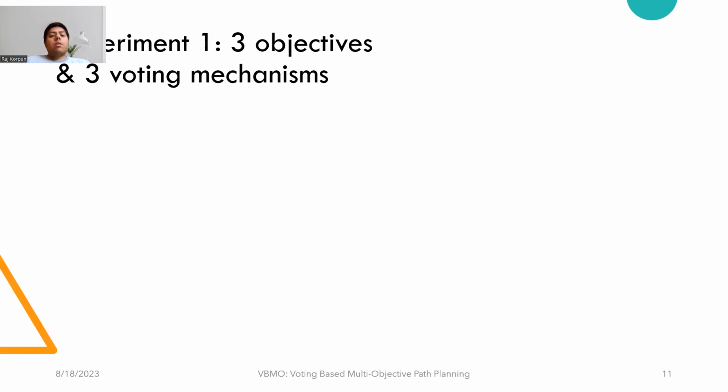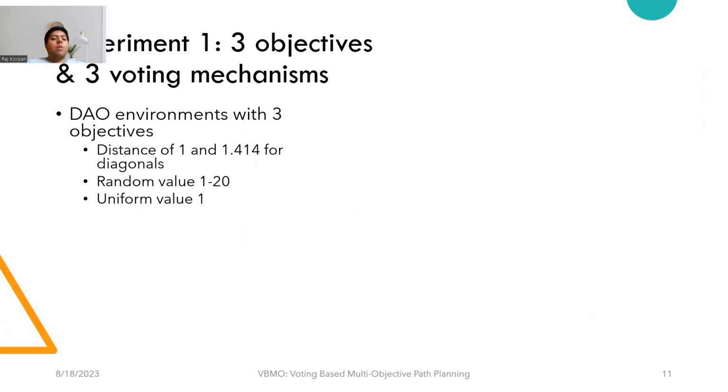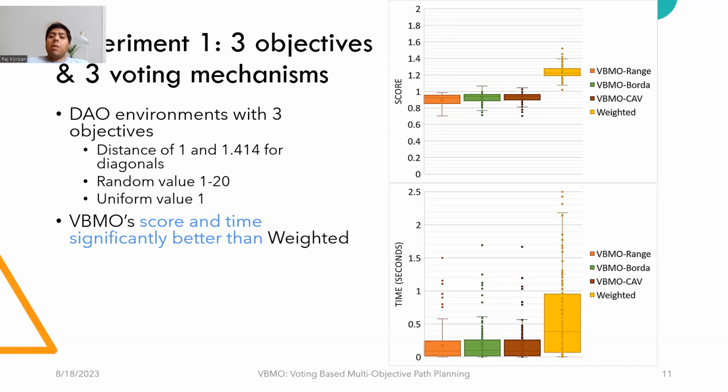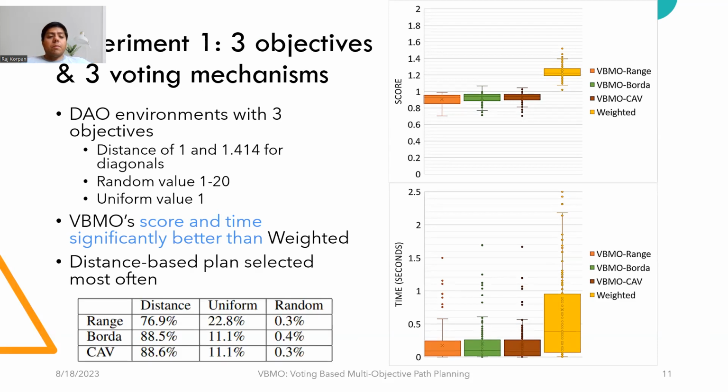The first experiment looked at 3 objectives and compared the 3 voting mechanisms. The objectives were distance, a random value of 1 to 20, and a uniform value of 1. And in this case, VBMO both scored significantly better with all 3 voting mechanisms and was significantly faster with all 3 voting mechanisms. When we look at the specific plan that was selected, it will only select a plan that is optimal in a single objective, but does pretty well in the others. In all 3, distance was most often the plan that was selected.